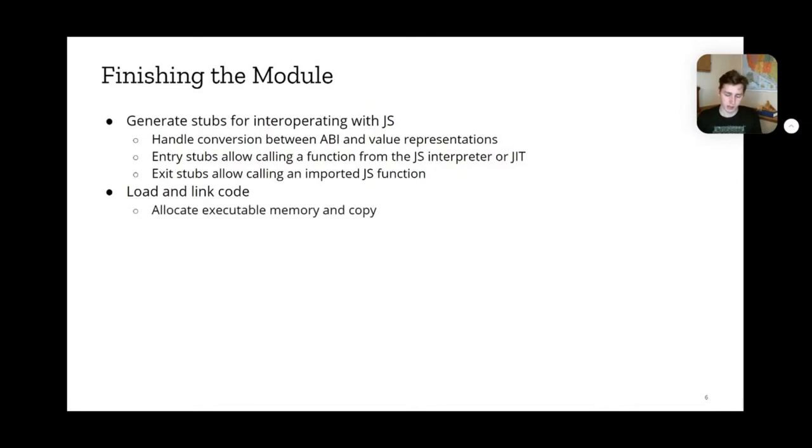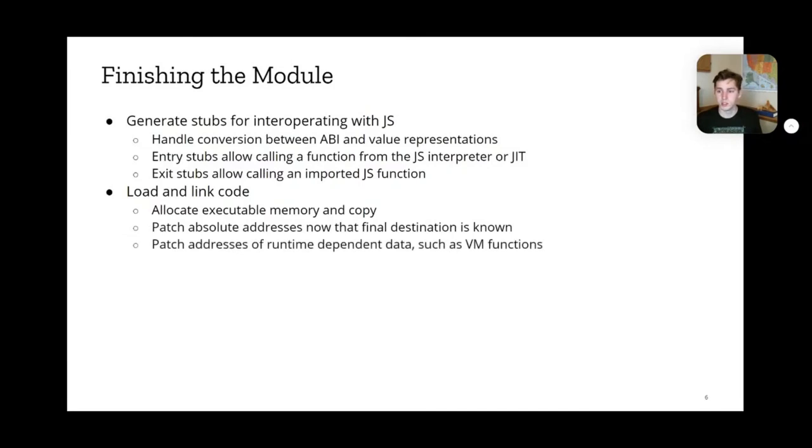This is where we allocate memory that can be made executable, and then we copy all of our generated code so far into it. We do some traditional linking things, such as patching absolute addresses now that we know where the final destination is. And in addition, sometimes code can reference things like VM functions.